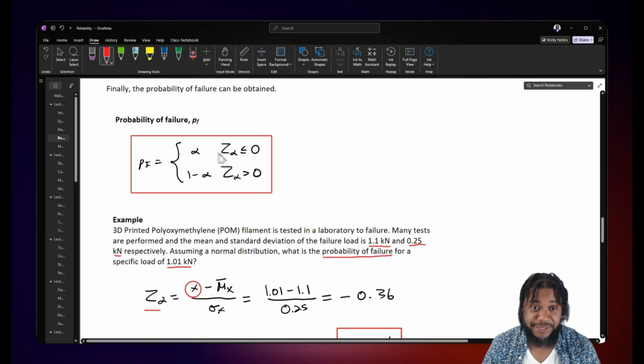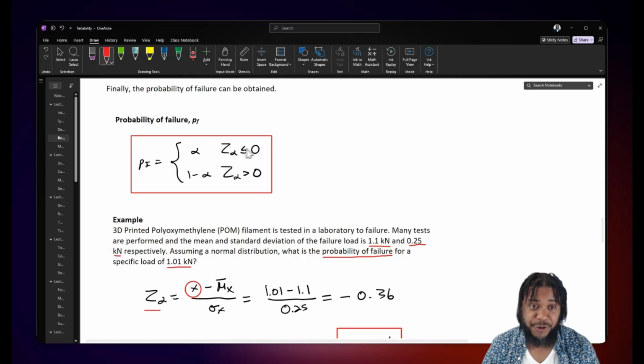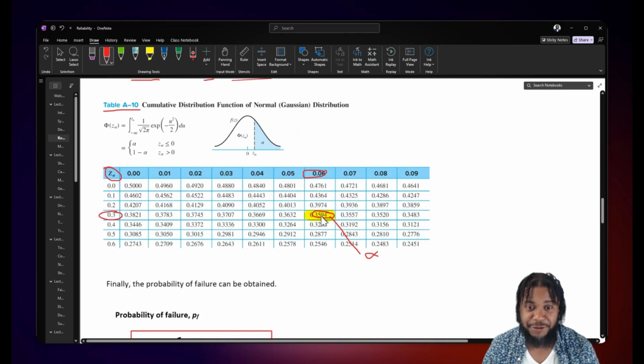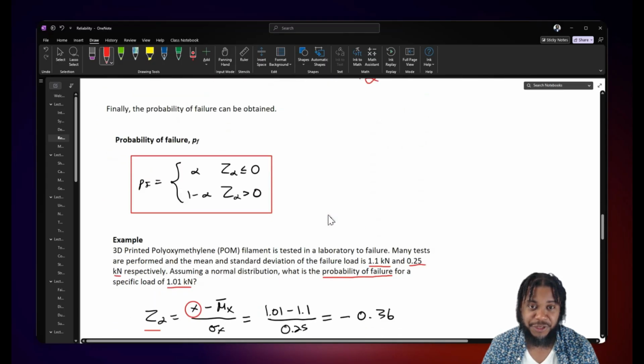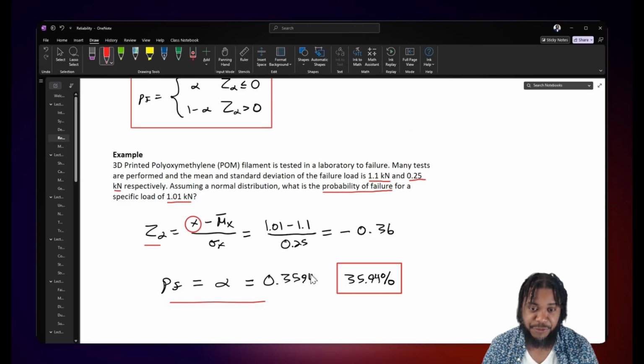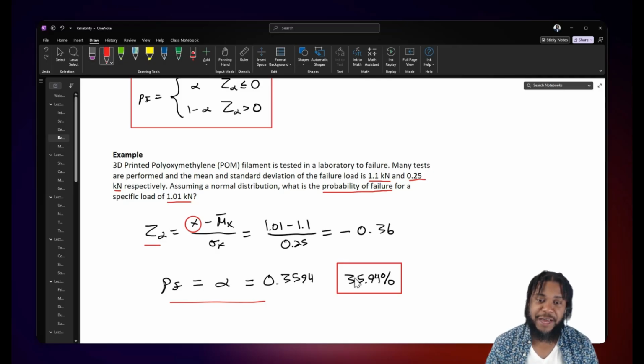If our Z parameter is less than or equal to 0, then our probability of failure is equal to alpha. Well, we already discussed that 0.36 gives us an alpha value of 0.3594. And so our probability of failure is equal to 0.3594 or 35.94%. So if we specify a load of 1.01 kilonewtons, then 35.94% of our samples would have failed at or below that load.